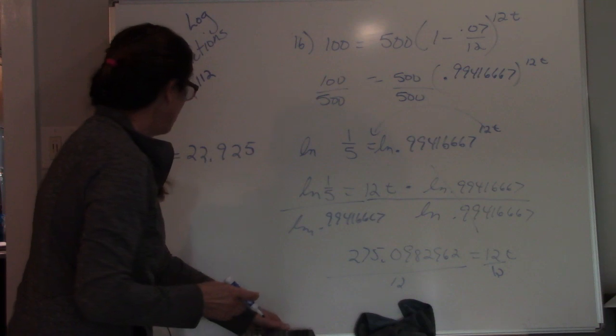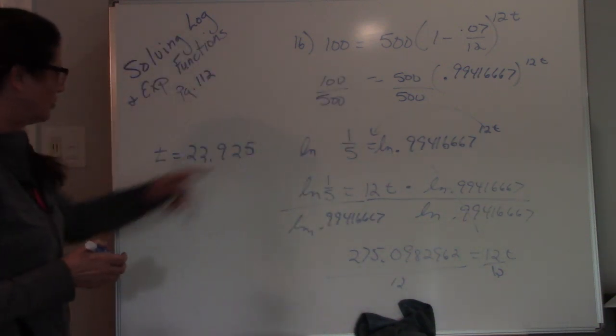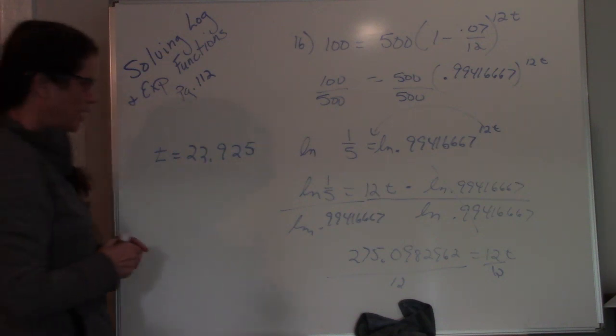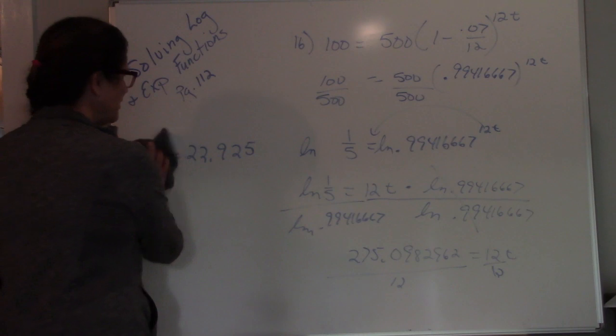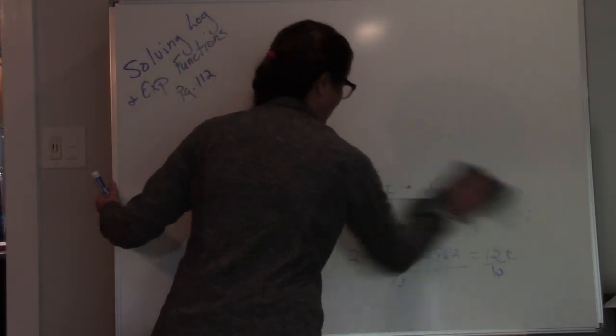Or 22.9, depending on, I don't think it tells you 3 decimal places. So we want to go 3 decimal places. So there it is, 22.925. Okay? Now, number 17, there was actually a misprint in the problem.